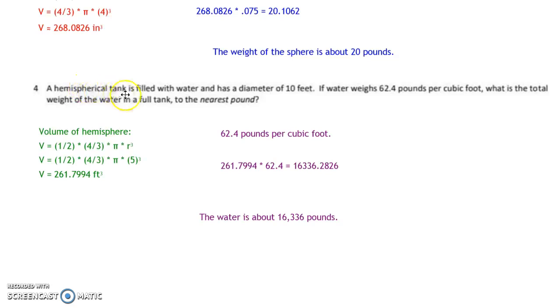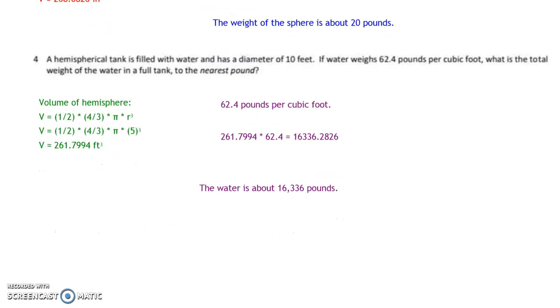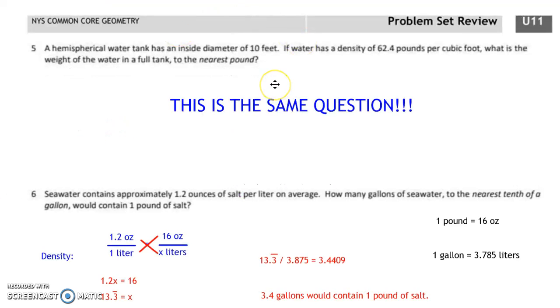For this one, it was a hemispherical tank, so here's the hemisphere formula. It's the 1/2 times 4/3 pi r cubed that we're familiar with. And if it's 62.4 pounds per cubic foot, that means we're multiplying our volume, the cubic feet, by this number, which is the number of pounds per cubic foot. So that's 16,336 pounds. Heavy water.